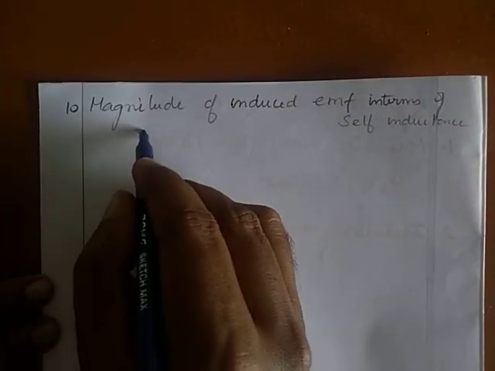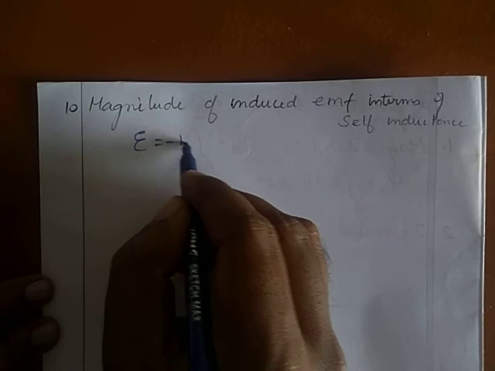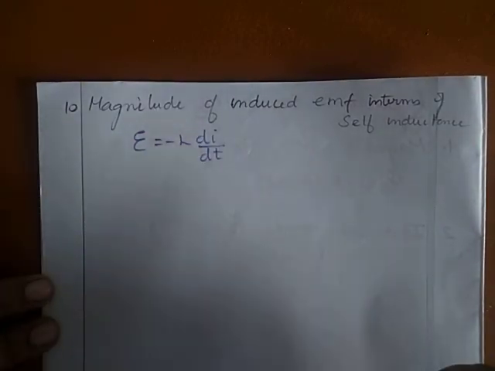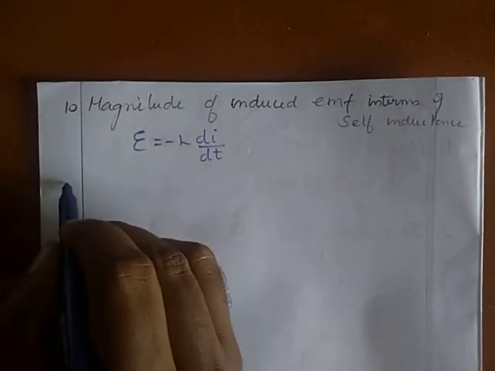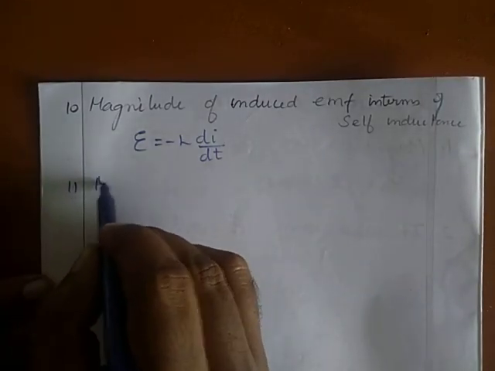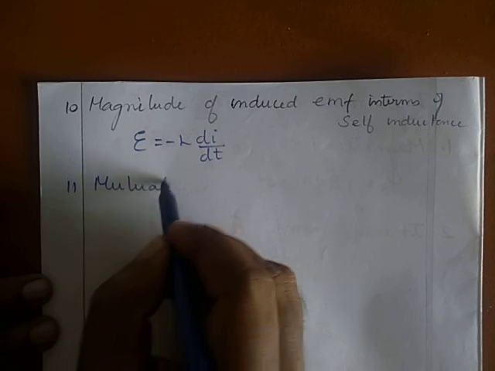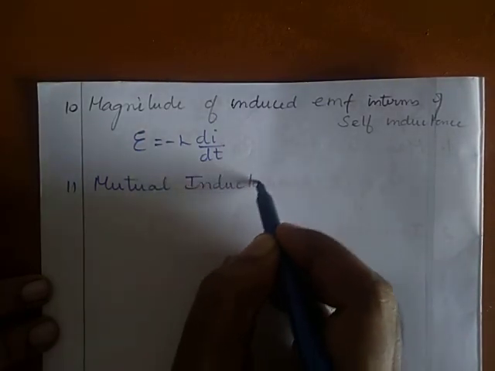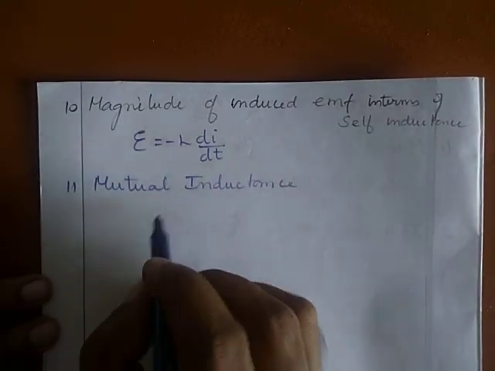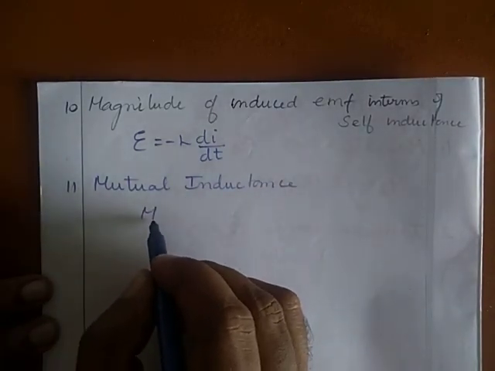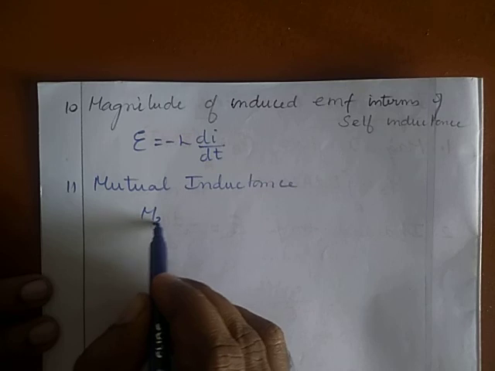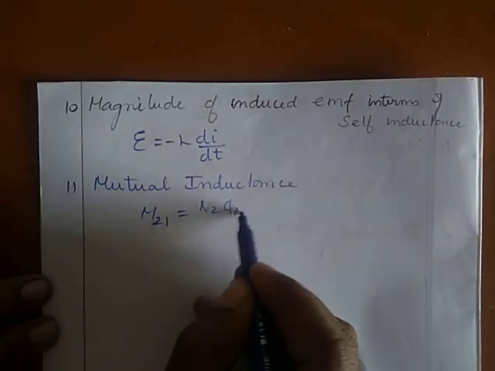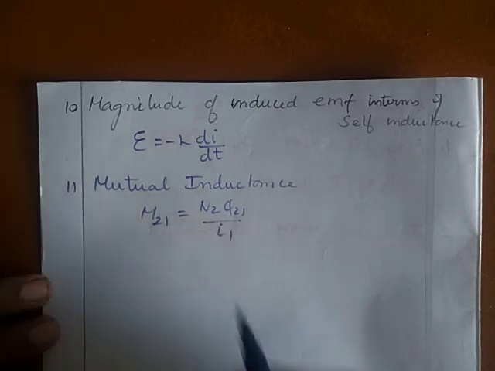That is EMF psi is equal to minus L di by dt. Okay, the next, 11th one, that is mutual induction. Mutual inductance is represented as M. If, in order to find the mutual inductance of coil 2 with respect to coil 1, that is equal to N2 phi 21 by I1.